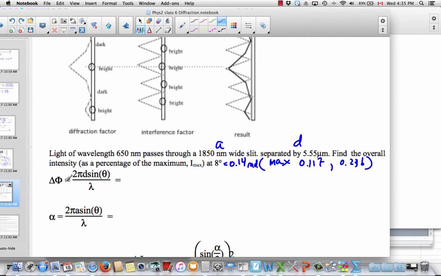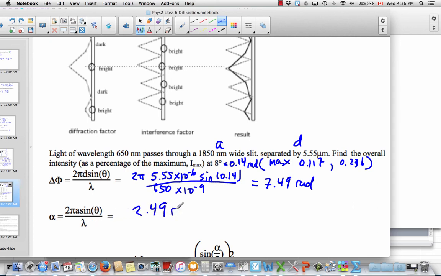So let's work it out. First of all, we find the phase difference between light coming from the first slit and the second slit. So substituting in, 2 pi d is 5.5 microns, 10 to the minus 6 power, times sine 0.14, and then we divide by the wavelength. Wavelength is 650 nanometers, or 650 times 10 to the power minus 9. And so this gives us 7.49. We answer in radian units. A similar calculation for this constant gives 2.49 radians, according to my calculations.